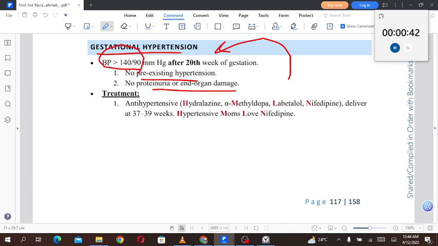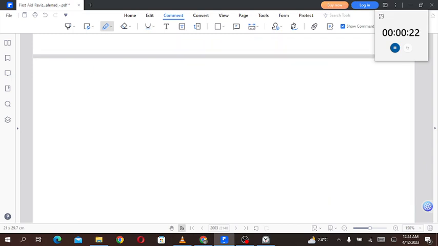Treatment is antihypertensives: hydralazine, alpha-methyldopa, labetalol and nifedipine, with delivery at 37 to 39 weeks. These are non-teratogenic drugs, and they are given for hypertension in pregnant women. So the mnemonic is: hypertensive moms love nifedipine.